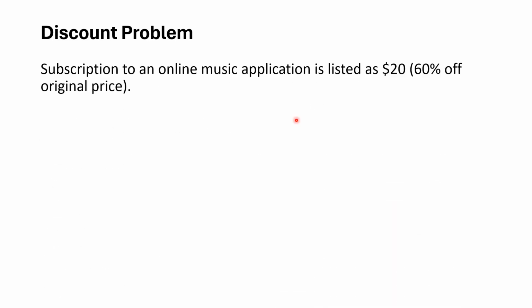Okay, here's a simple problem. I saw this on Facebook, actually. Some company was advertising an online music service. It was classical music, and it said $20, 60% off. And I needed to stop for a minute and say, I was just wondering, what was the original price? How do you go about calculating that?